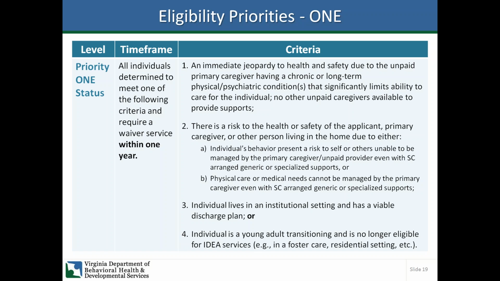We've also added that the individual may be a young adult transitioning from school and no longer being eligible for school services, so that we don't have young adults sort of languishing at home. Now, related to that last criterion, after age 27, that will no longer apply. So those who have not received a slot and hit age 27 will no longer be priority one unless they meet one of the other criteria.